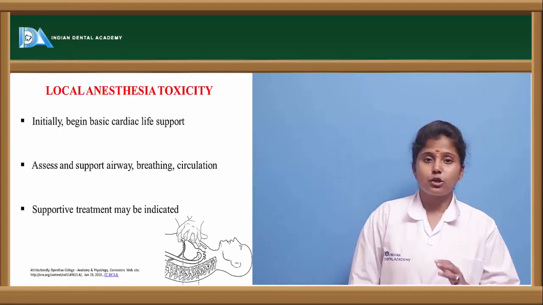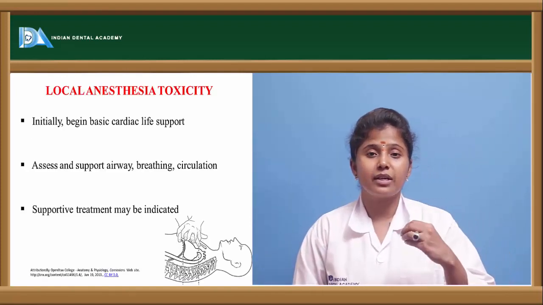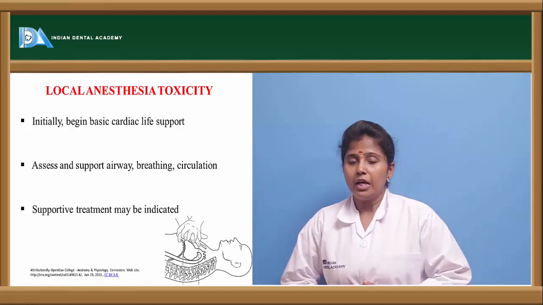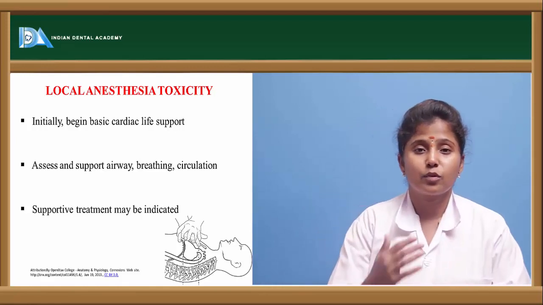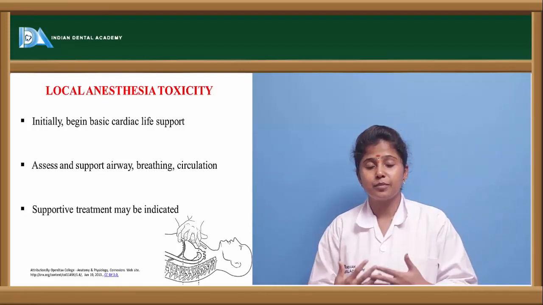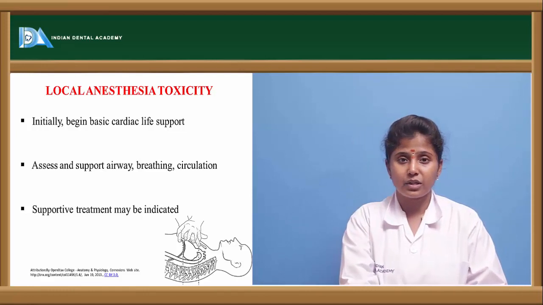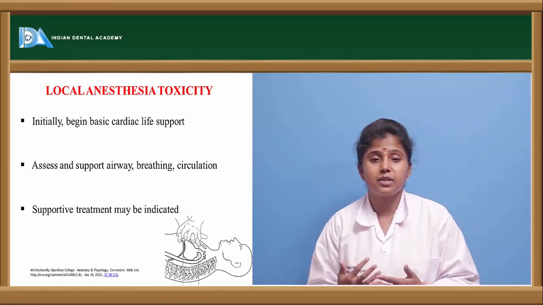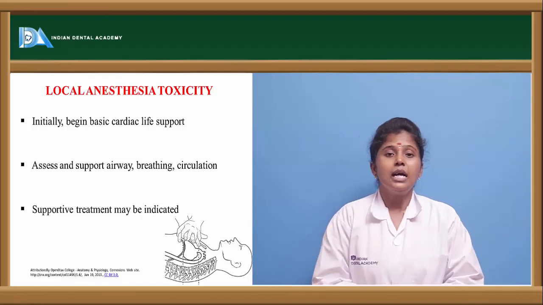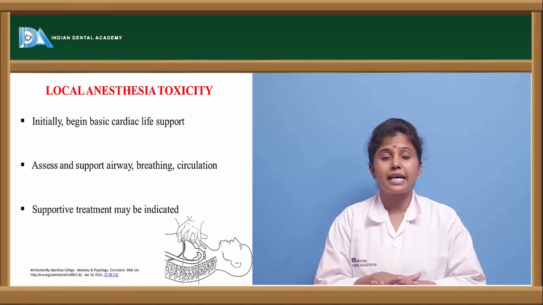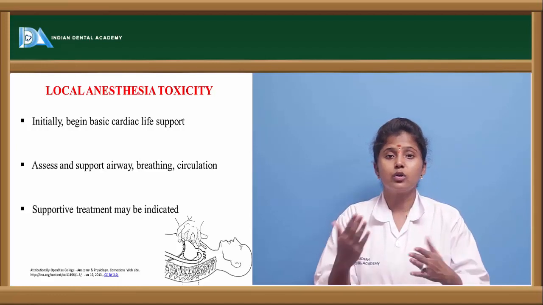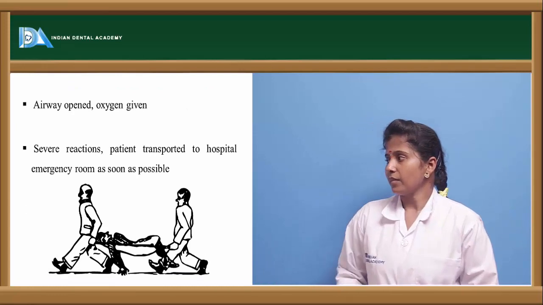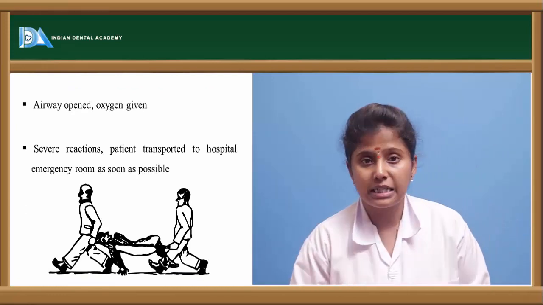And local anesthesia toxicity. If a person has become toxic to local anesthesia, what can be given? Initially the basic cardiac life support. First, breathing should be supported, and an oxygen supplement should be given to that person. And if his heartbeat or his cardiac symptoms are severe, then we have to press our hands against the heart in order to regain his heartbeat to normal. And we have to give the oxygen supply.